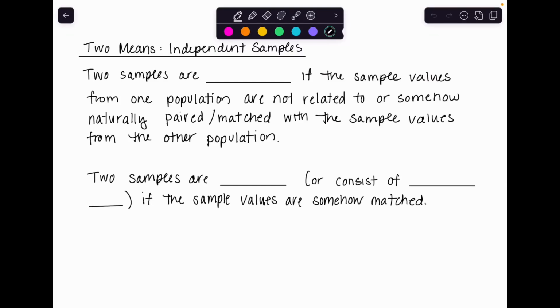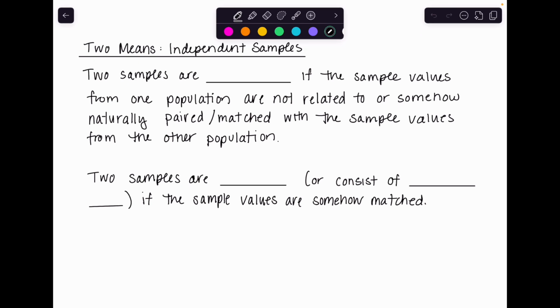So when we talk about dealing with hypothesis testing and confidence intervals for two means, we have to break it down into whether they're independent or dependent samples. So we're going to start with the independent samples because that one's a tiny bit easier.